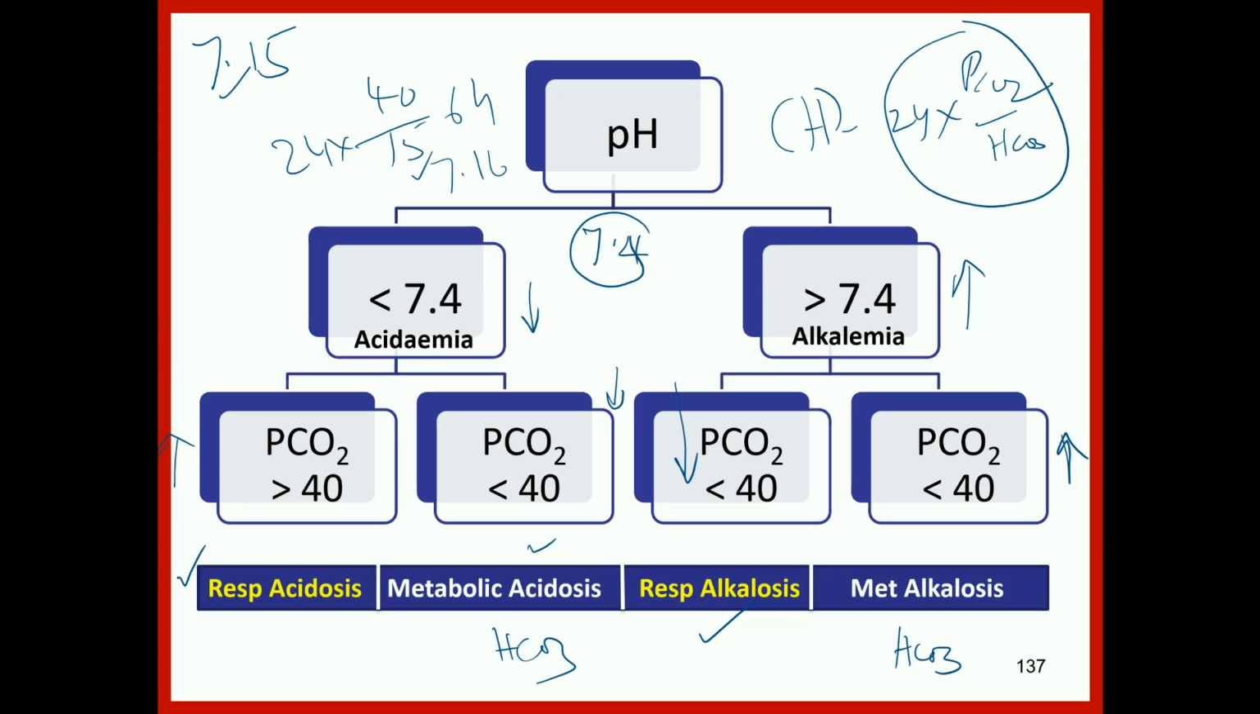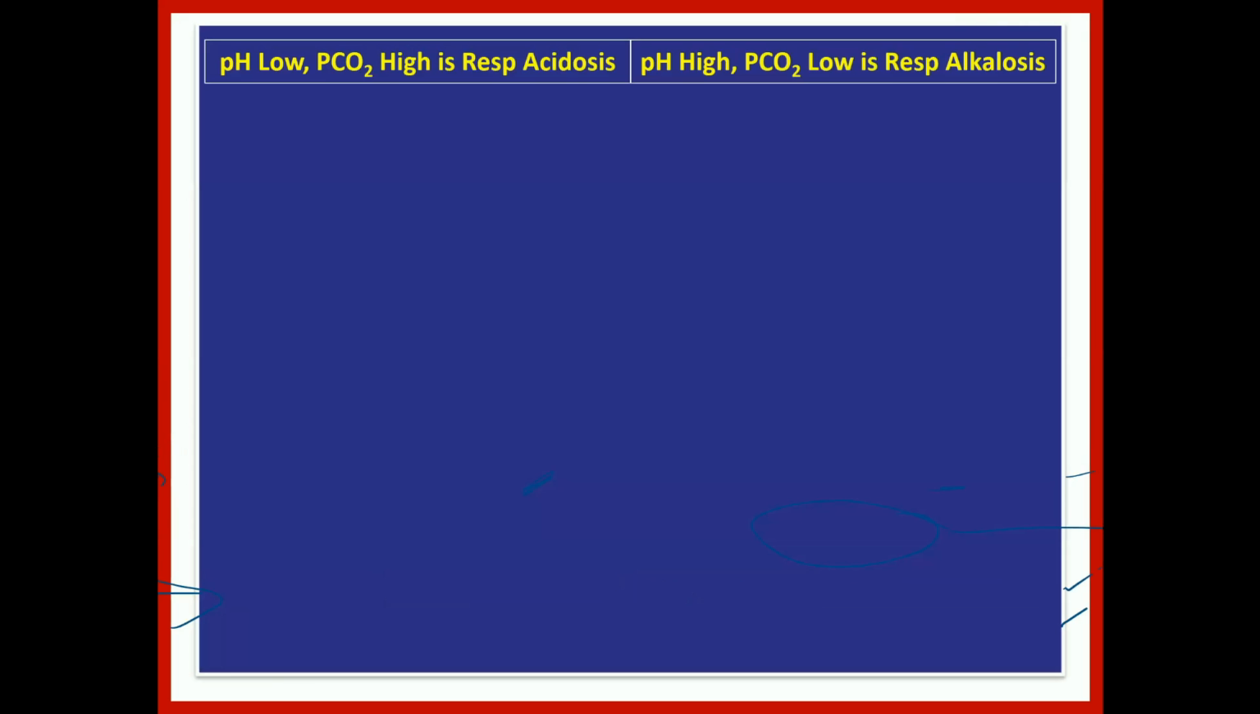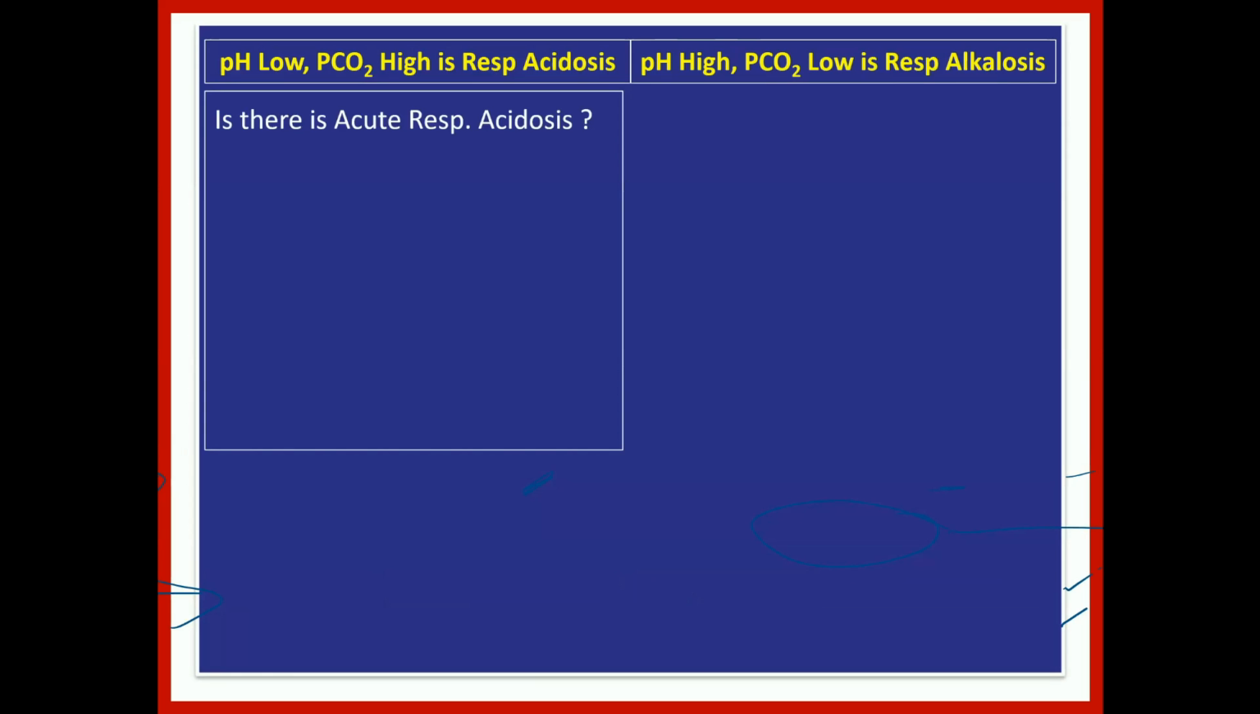H+ concentration is equal to 24 multiplied by PCO2 divided by bicarbonate. And that should give you the hydrogen concentration. And then you decide the pH and verify the consistency. Now, how to work it out? The most important thing is, is there acute respiratory acidosis? Why? It is life-saving, we need to know.